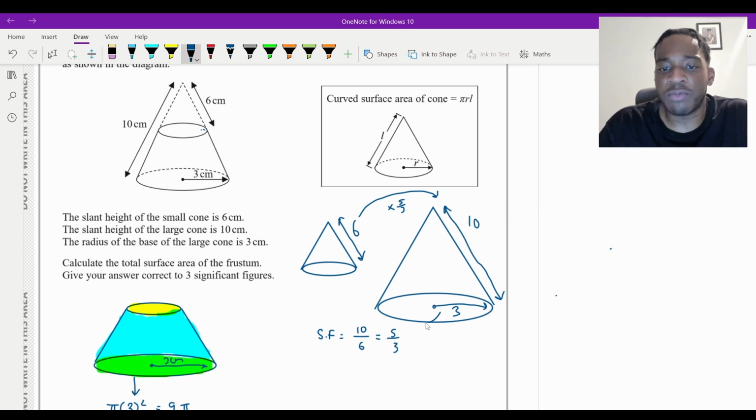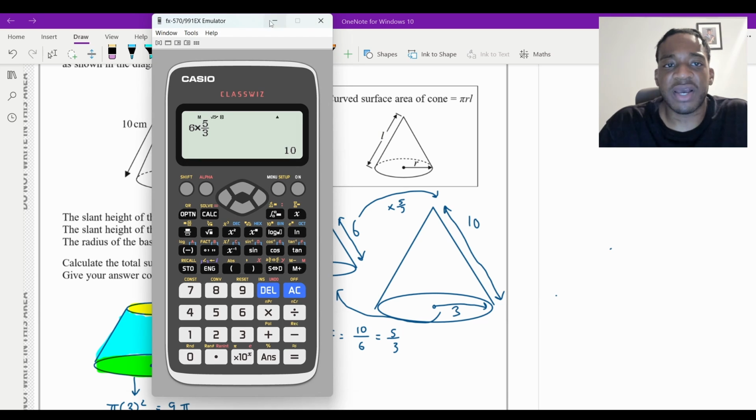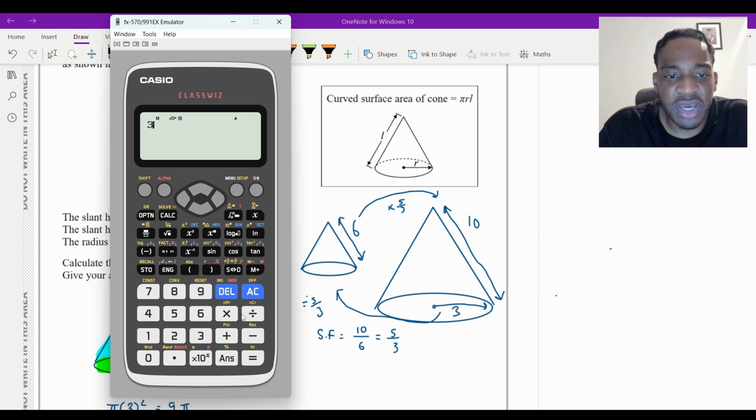But now I want to go from a bigger object to a smaller object here. I need to divide by that scale factor of 5 over 3. So to work out this one, you're just going to do 3 divided by 5 over 3. So I'll just put this into my calculator. So we get 3 divided by the scale factor, which is 5 over 3. This gives us 9 over 5, which is 1.8.